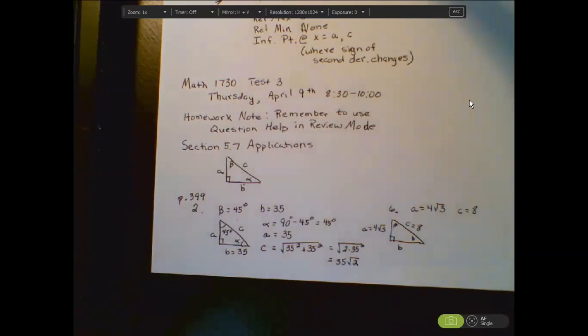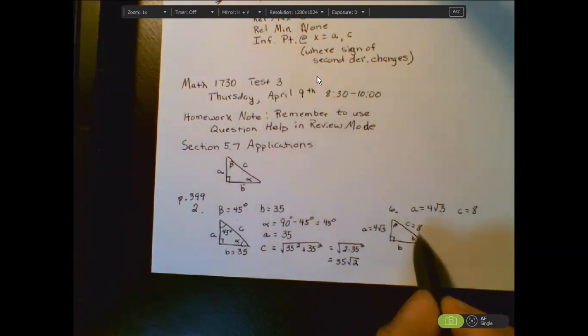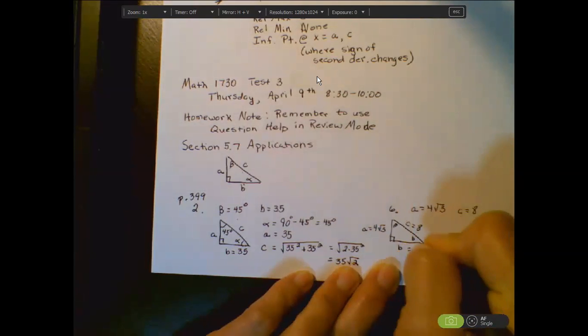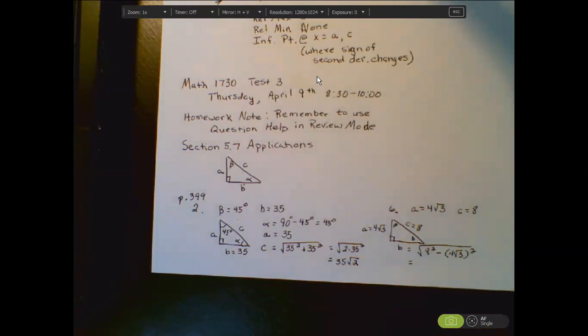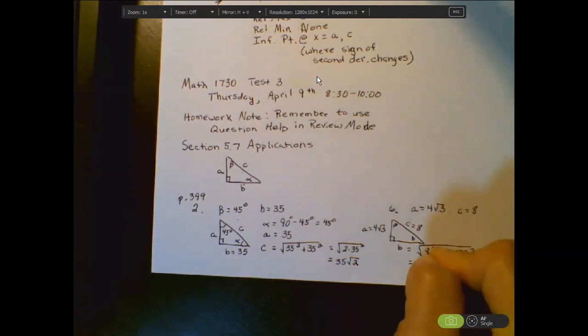What would be the easiest thing for us to find first? B. Yep, because we're given A and C, so B would be the square root of hypotenuse squared minus leg squared. What's 4 square root of 3 squared?